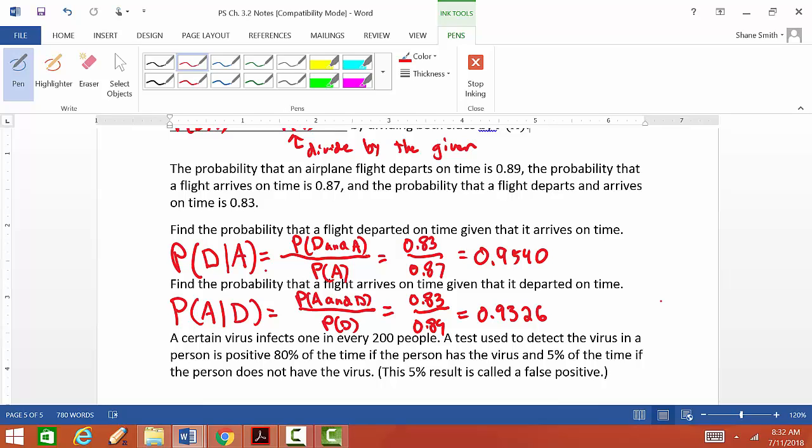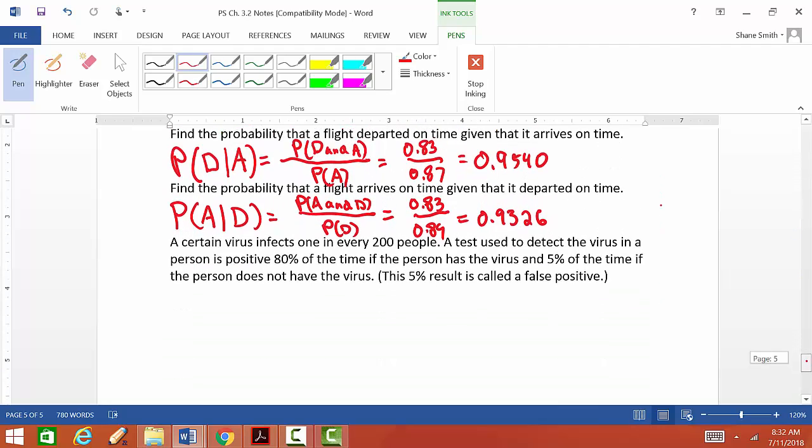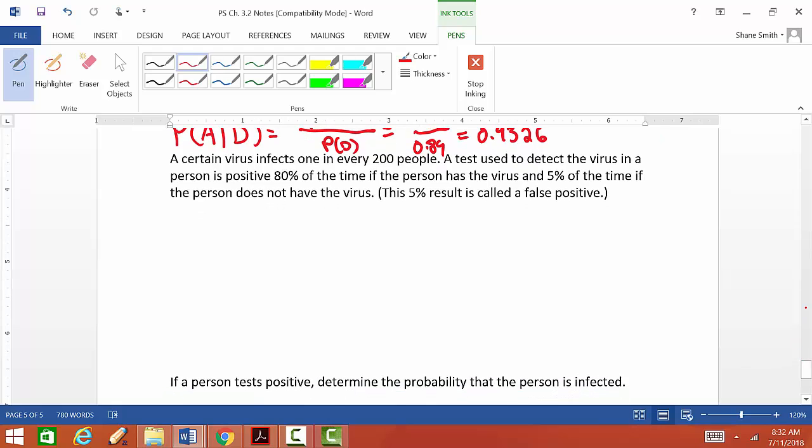Now that we've talked about and used the formula a little bit, let's talk about something a little bit more complicated. When you actually want to know a conditional probability, it might be in a situation like this. We have a virus that infects 1 in every 200 people, and a test used to detect the virus in a person is positive 80% of the time if the person has the virus, and 5% of the time if the person does not have the virus. And this is called a false positive.